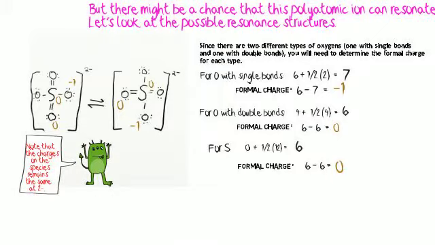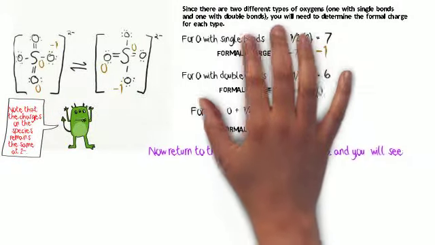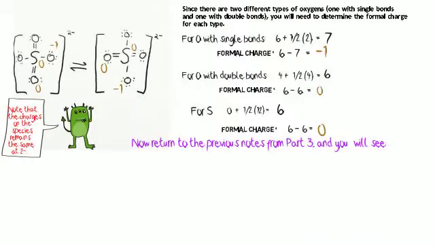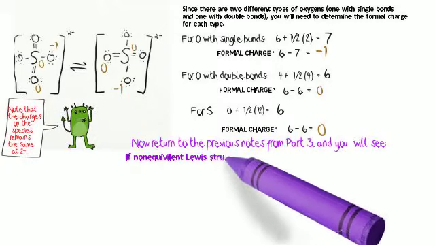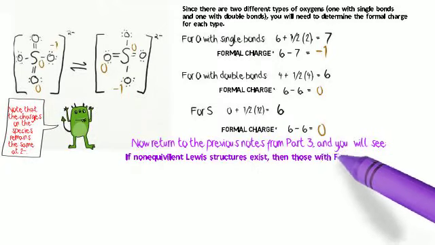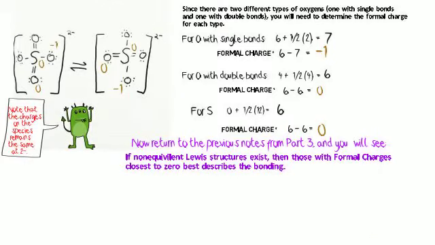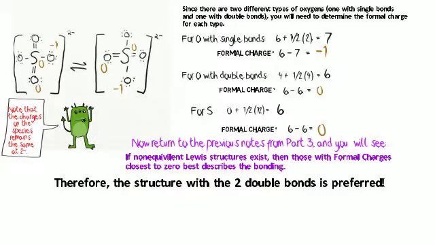Taking you back to the previous lecture on Part 3, you will see I gave you a note that you did not understand, but now you will. If non-equivalent Lewis structures exist, then those with formal charges closest to 0 best describe the bonding. So which one works? This one. Therefore, the structure with the 2 double bonds, the resonating structure, is preferred.